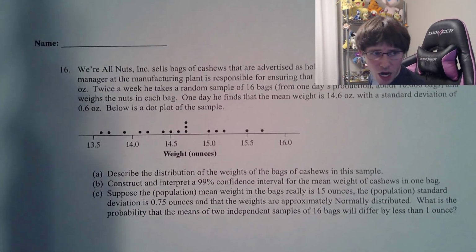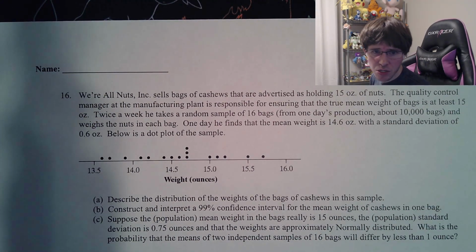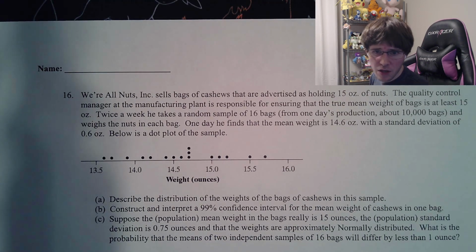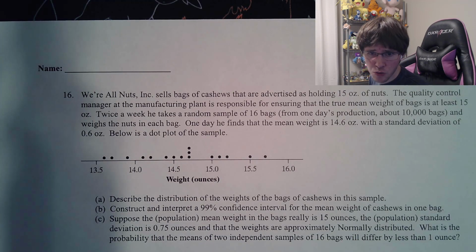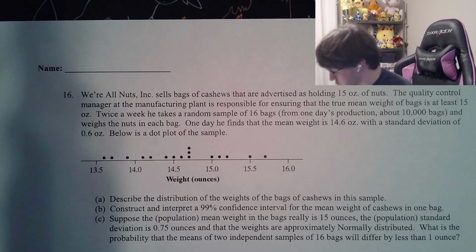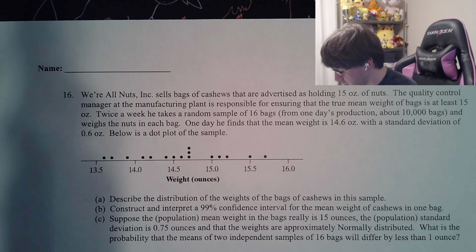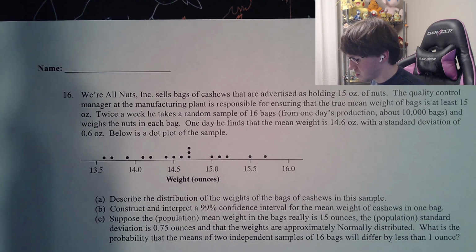Let's do it. We're All Nuts Inc. sells bags of cashews that are advertised as holding 15 ounces of nuts. The quality control manager at the manufacturing plant is responsible for ensuring the true weight of bags is at least 15 ounces. Twice a week, he takes a random sample of 16 bags from one day's production, about 10,000 bags, and weighs the nuts in each bag. One day, he finds that the mean weight is 14.6 ounces with a standard deviation of 0.6 ounces. Below is a dot plot of the sample.